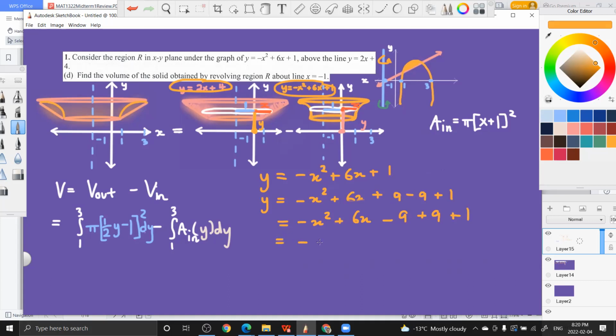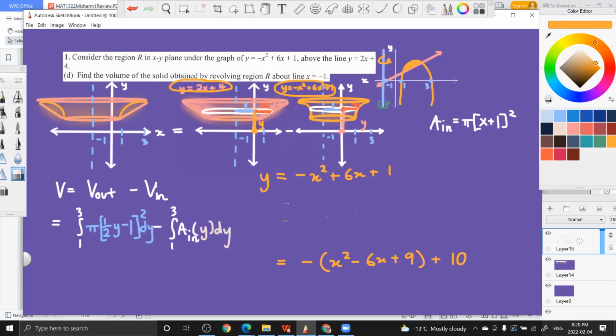And then we get negative x squared plus 6x minus 9 plus 10. And then we take this out. We take the minus sign out. So we get this. Okay. I think this is much easier for you guys to understand. Now we just complete the square. This is equal to minus (x minus 3) to the power of 2 plus 10.